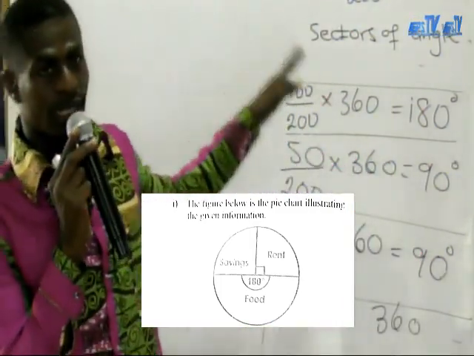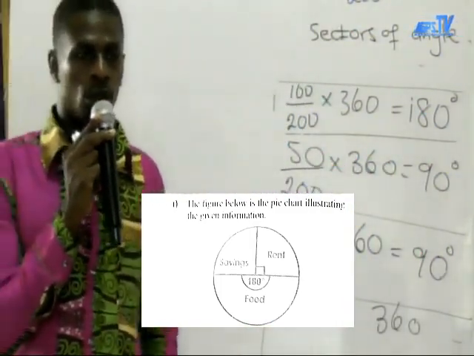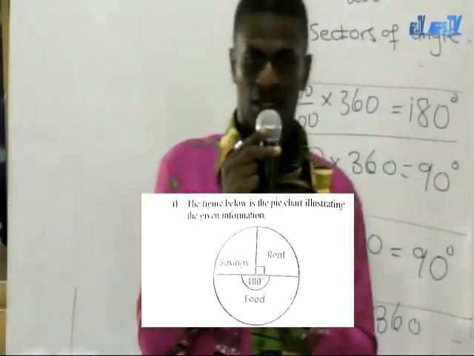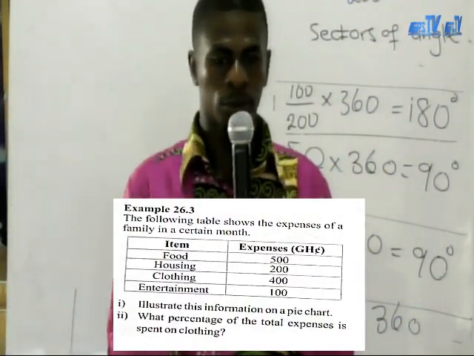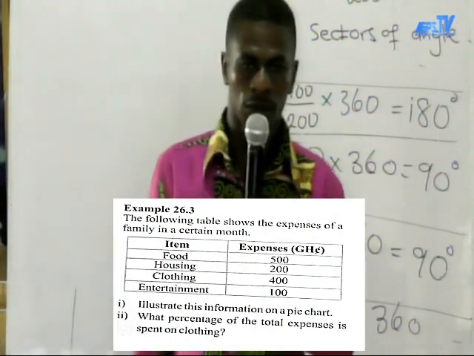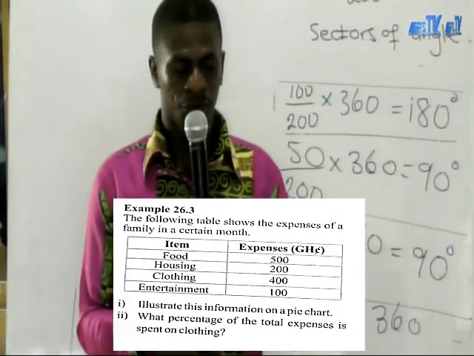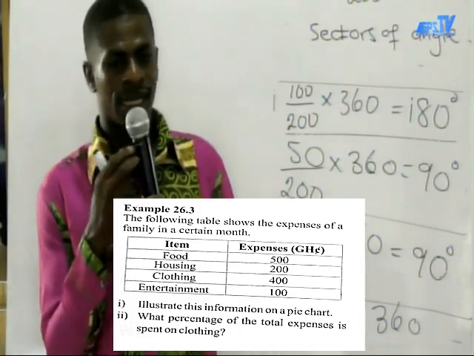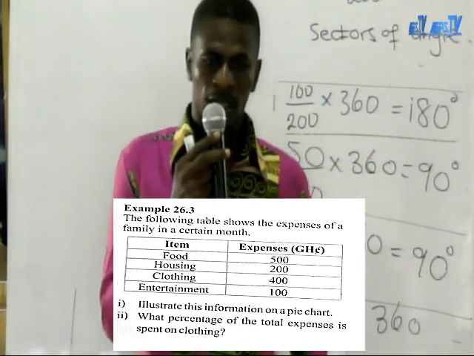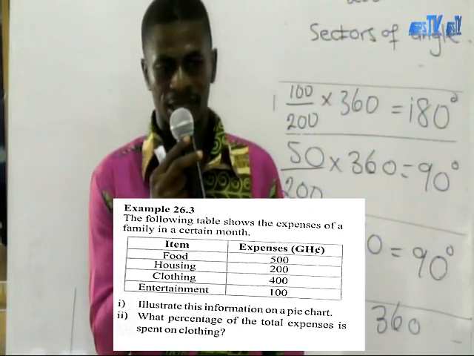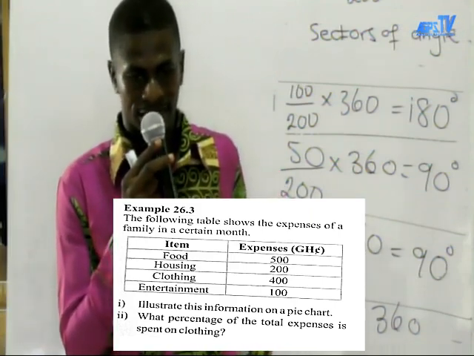Let us try to take a final example on this one, so that at least with 3 examples, I can be rest assured that you'll be able to understand fully. This one again is a table that shows expenses of a family in a certain month.